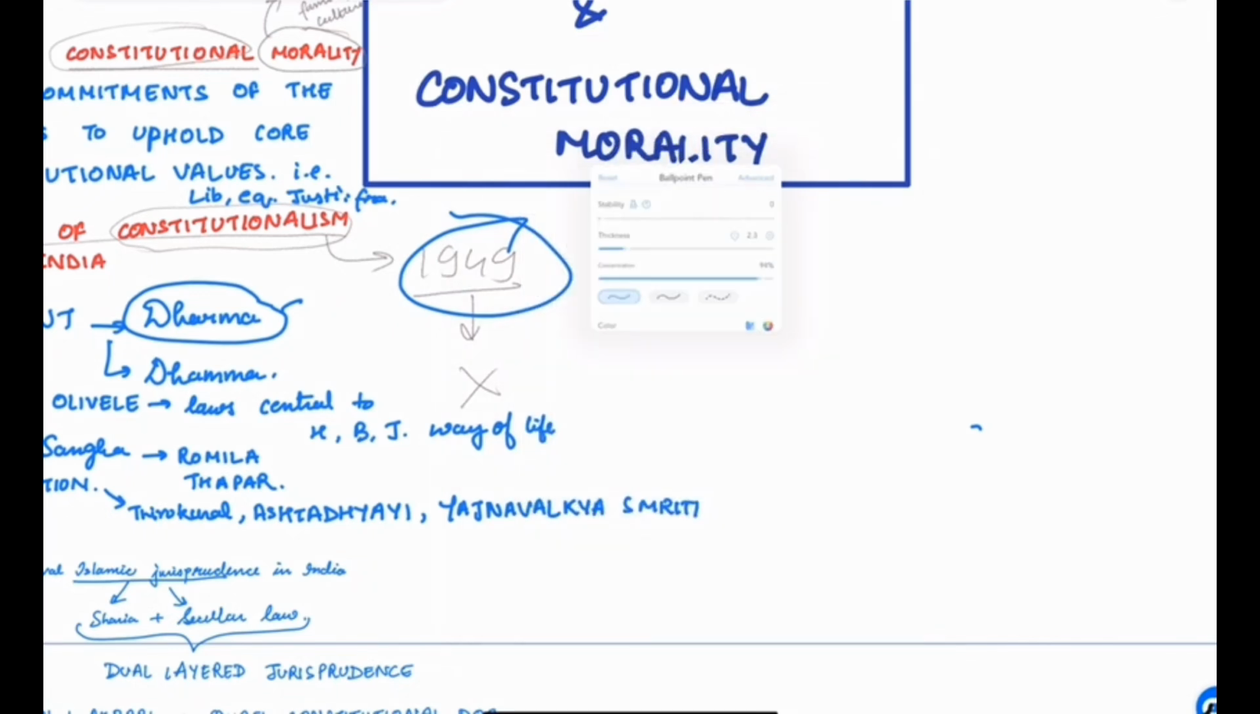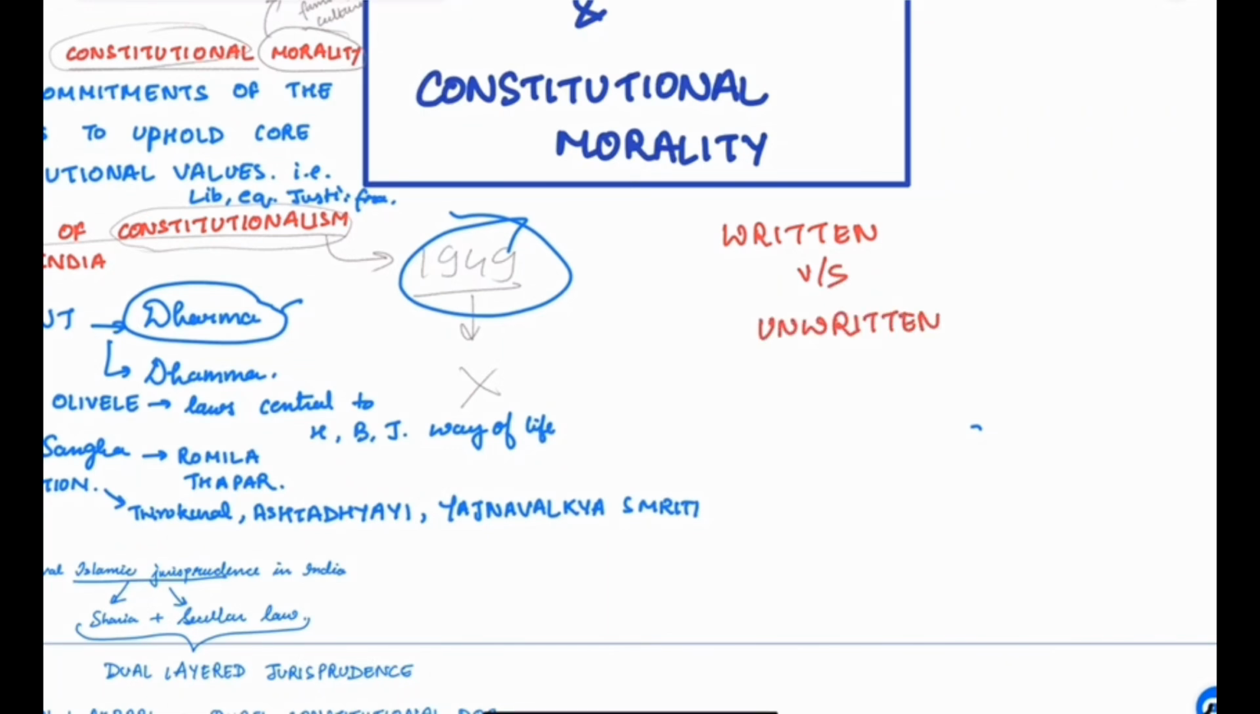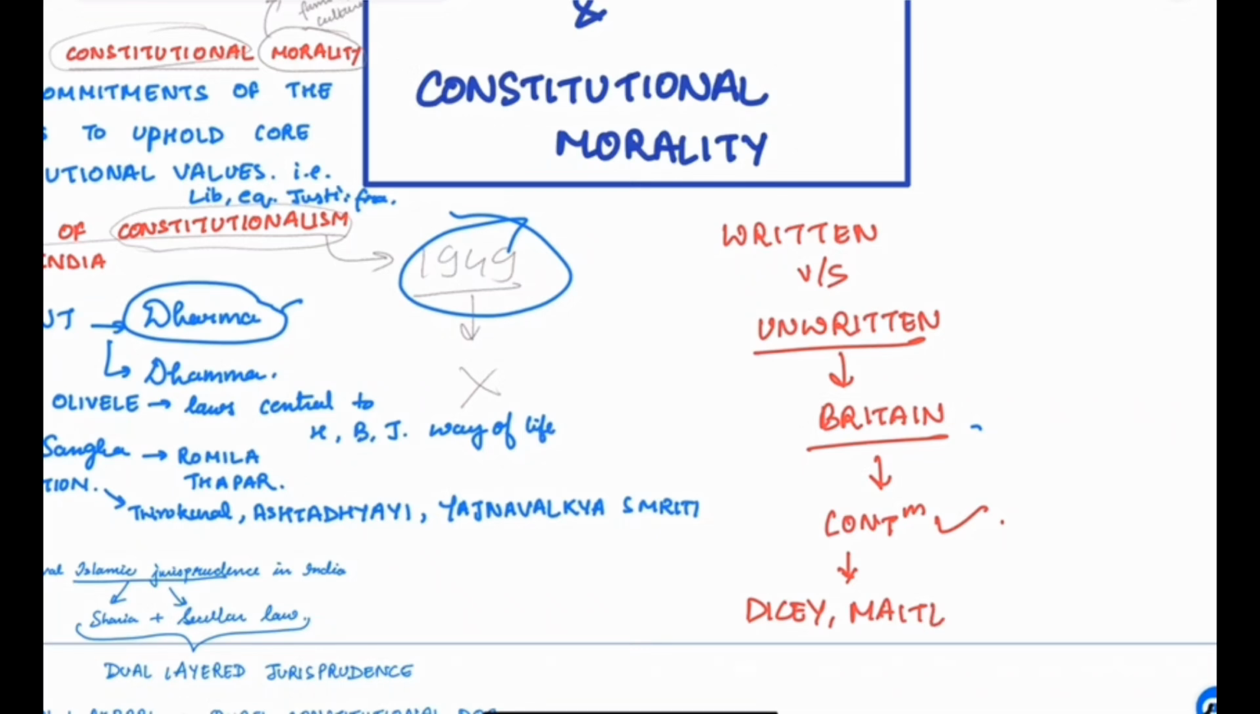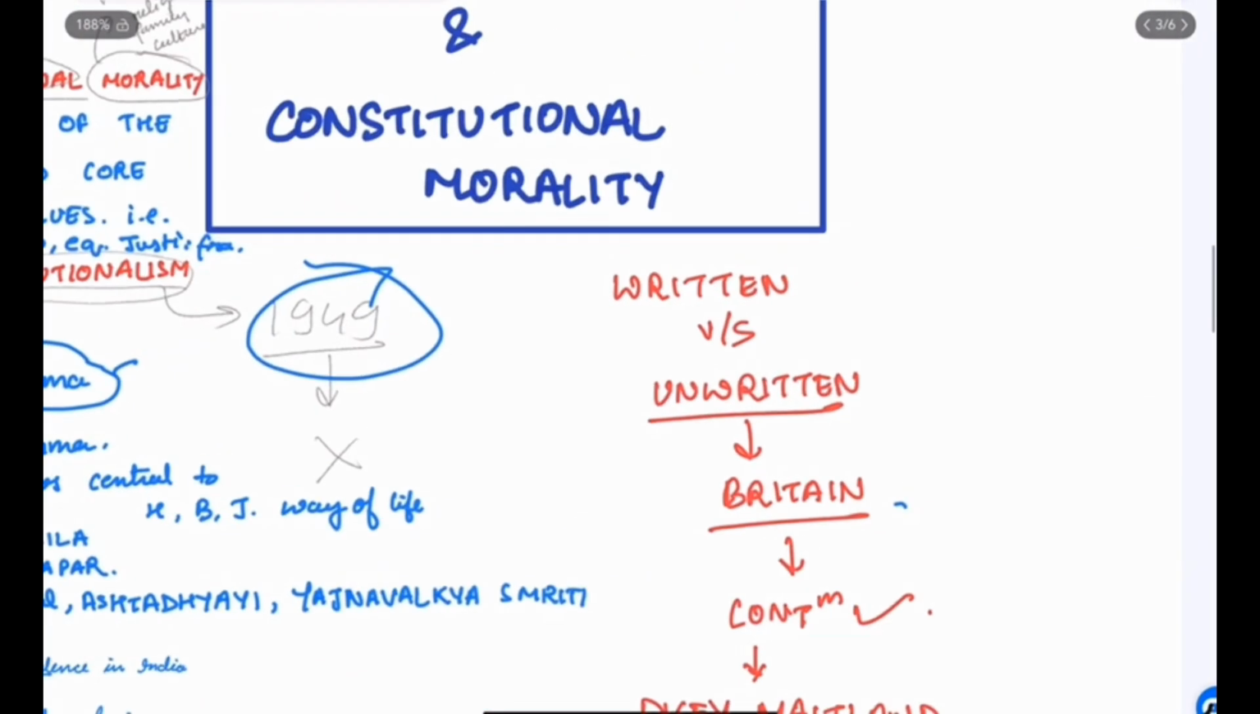Let me give one heading here. Written versus unwritten. So in unwritten constitution also, like Britain, constitutionalism exists, and this is shown by Dicey and Maitland. Their parliamentary conventions and parliamentary laws are sufficient to drive their constitutionalism.